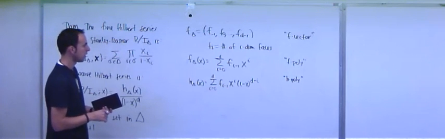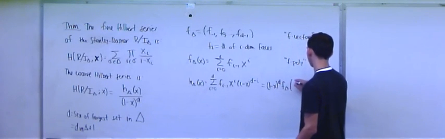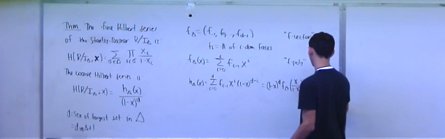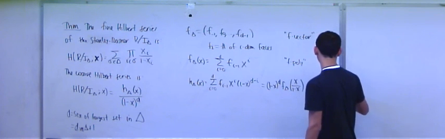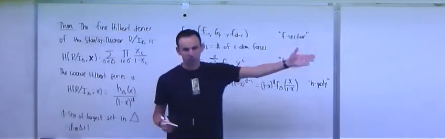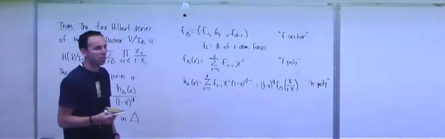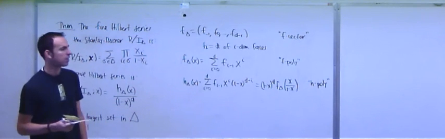Now I should tell you that it's a very easy computation to see that this is the same thing as 1 minus x to the d times the f polynomial evaluated at x over 1 minus x. Okay. So this is called the h polynomial. And so you can do it in whichever way you want. You can do it like this, or you can plug in x over 1 minus x and sort that out. And well, you see that this is easy to do, but it takes some work.